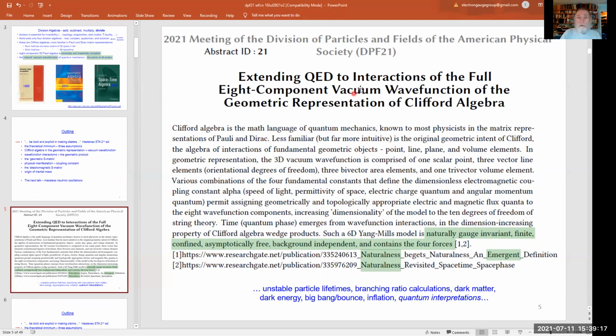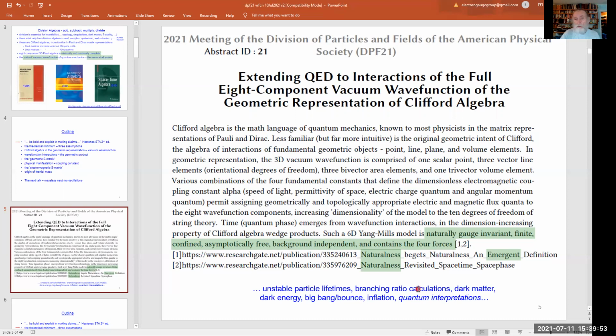This is the abstract that was accepted by the Division of Particles and Fields, and it ends with this statement here, that the model's naturally gauge invariant, finite, confined, asymptotically free, background independent, and contains the 4 forces, and it's finite without renormalization. So one could make considerable additional claims. I hesitated to do that in the abstract because if you make too many outrageous claims, then folks think you're a crackpot. But the model does explain unstable particle lifetimes.